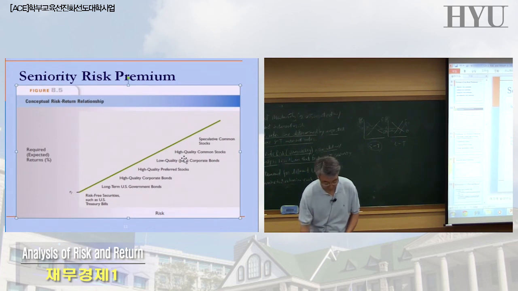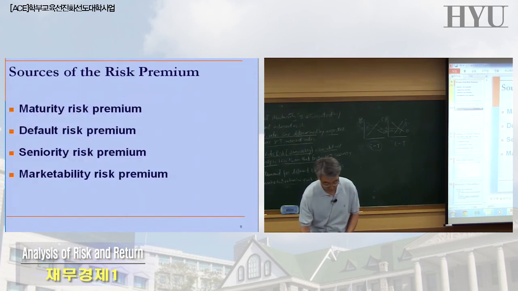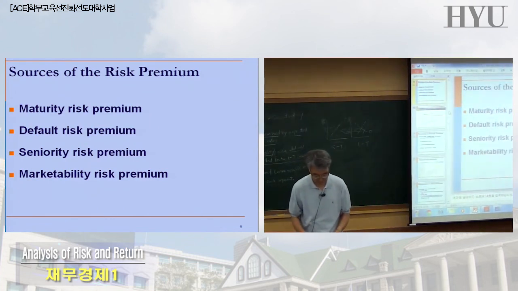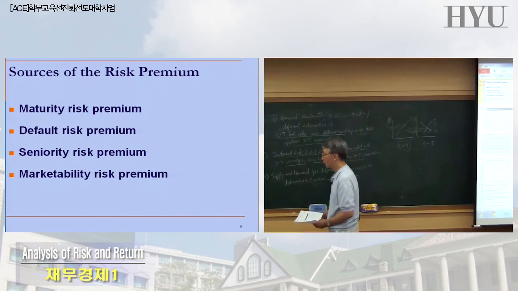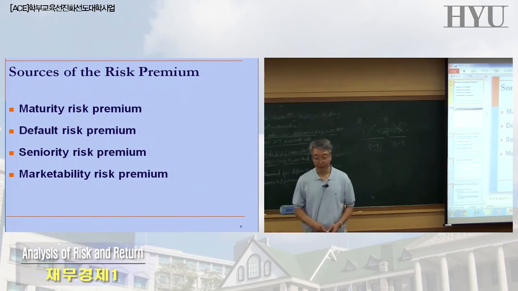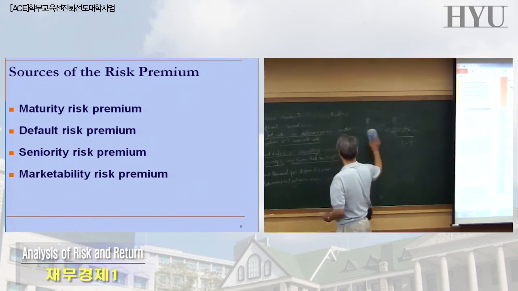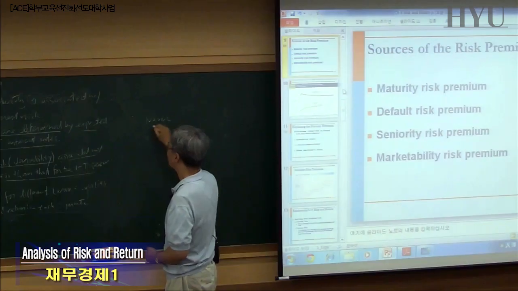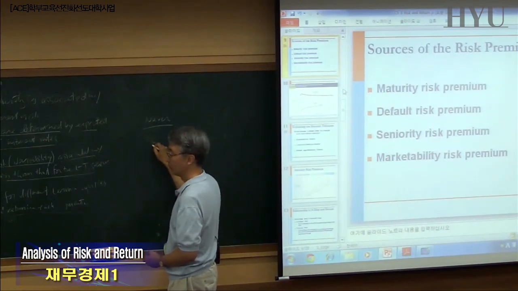All right, one last thing. Marketability risk premium. We're talking about whether you can sell if you're holding certain stocks. Let's say Naver stock versus some unknown company XYZ.